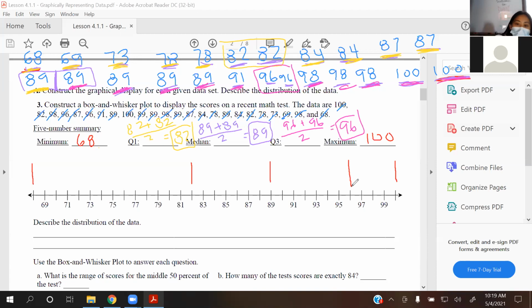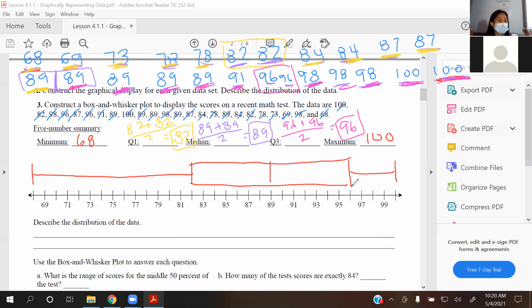And then after that, the middle three lines, I want you to make it into a box. So the middle three lines, make that a box. That's the box part of your box and whisker plot. And then the whiskers, from your box, go to your minimum and maximum. So those are your whiskers. That's why it's called a box and whisker plot. So there's a box in the middle and then there's whiskers on the side. And so that's what this looks like.